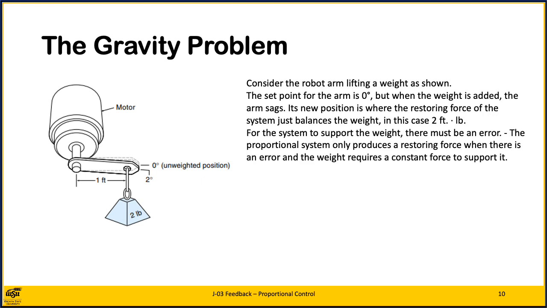Herein is the paradox of the proportional control concept. For the system to support the weight, there must be an error. The reason: the proportional system only produces a restoring force when there is an error, and the weight requires a constant force to support it. Increasing the system gain can reduce the error, but proportional control alone can never completely eliminate it.